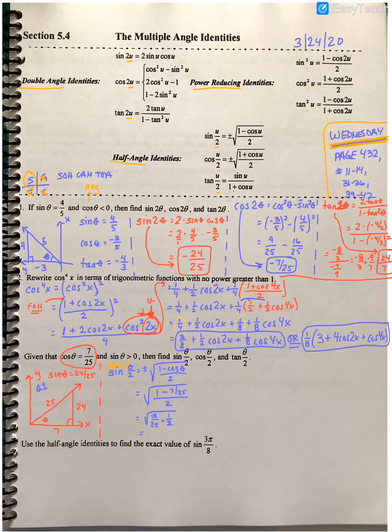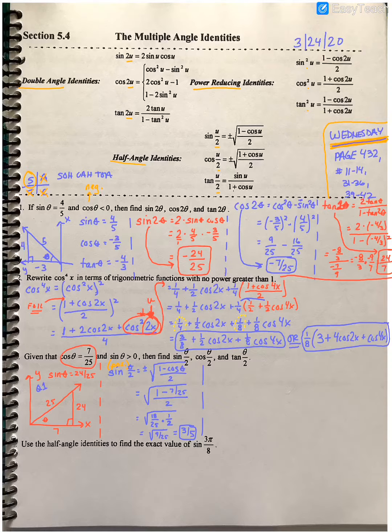which, when I multiply 18/25 times 1 over 2, my 2 and 18 can cancel. I have the square root of 9/25, and the square root of 9/25 is 3/5. That is my sine of theta over 2. We can follow the same process with my other two identities.